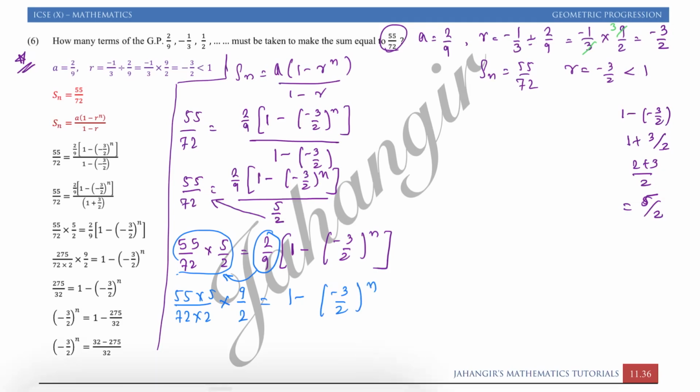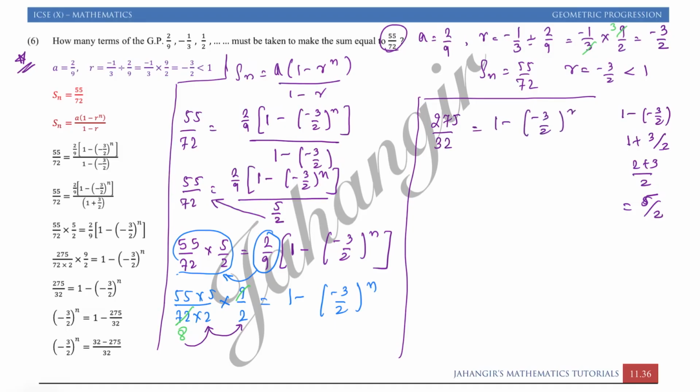So now let us cancel. 9 ones are 9, 8s are 72. So here you will get 55 into 5, 275 upon 8 twos are 16, 16 twos are 32. 32 is equal to 1 minus of minus 3 by 2 raised to n. So this you can shift on other side, this you can shift on other side.